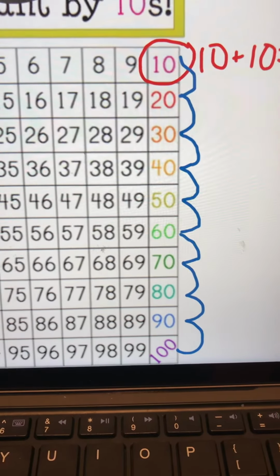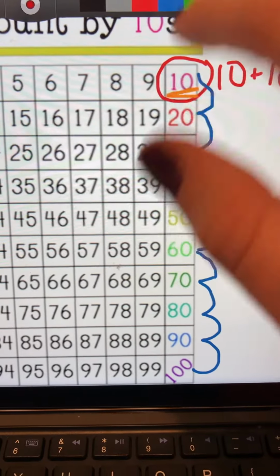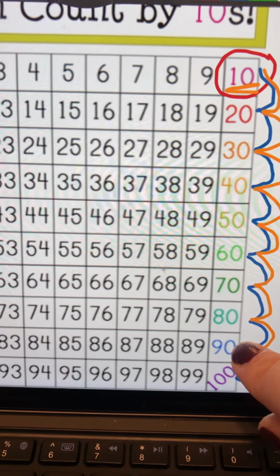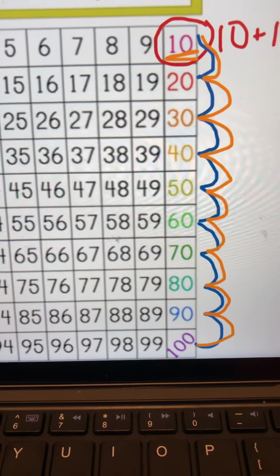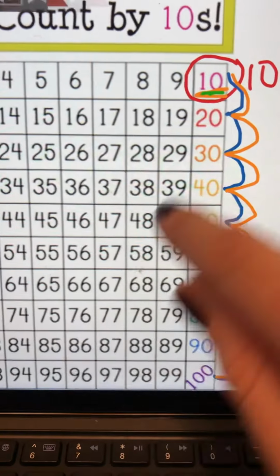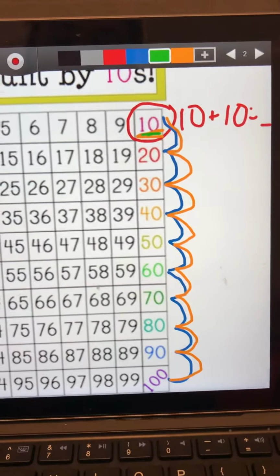Very good. Now I want you to skip count by tens, starting from 10 on your own. I'll start you off. Ready? Go. 10. Once you get to 100, put a thumbs up. Good, let's do it one more time together though. Starting at 10, all right, ready? 10, 20, 30, 40, 50, 60, 70, 80, 90, 100. Very good. I have a question for you.